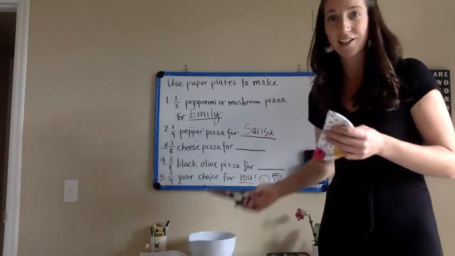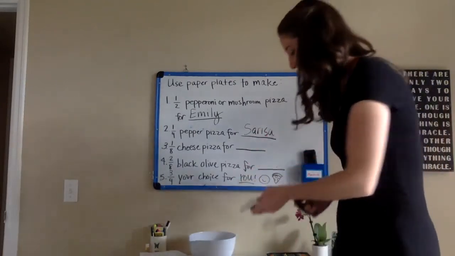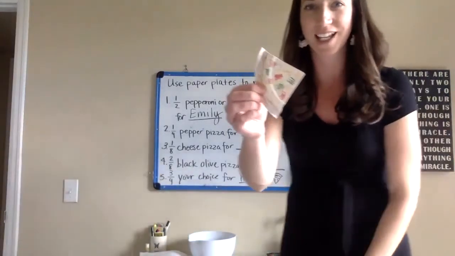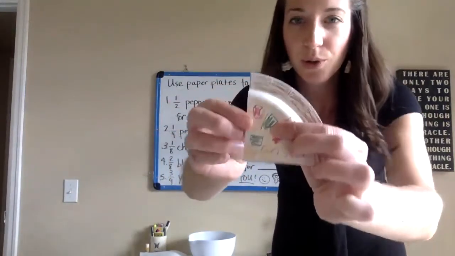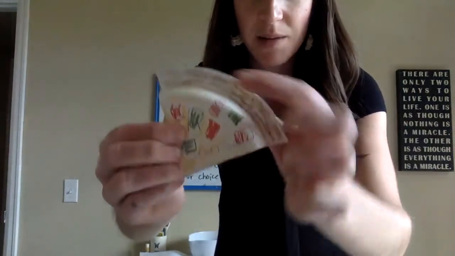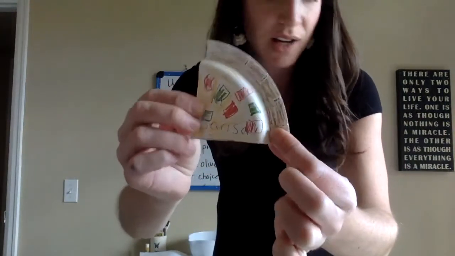And then again, you would cut out that part of your pizza. Here's what I came up with. I gave Sarissa, again, I wrote 1/4. You can see my fraction here, and Sarissa's name. I gave it a nice golden brown crust.